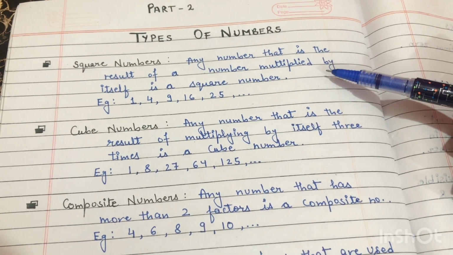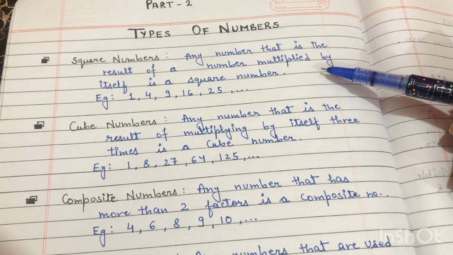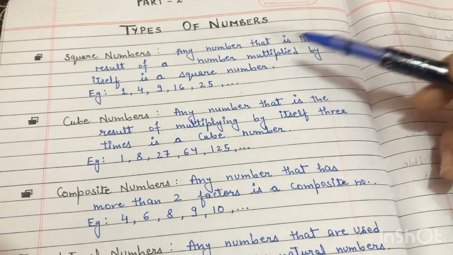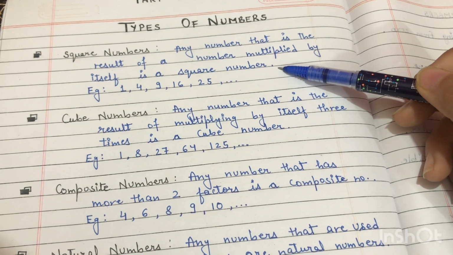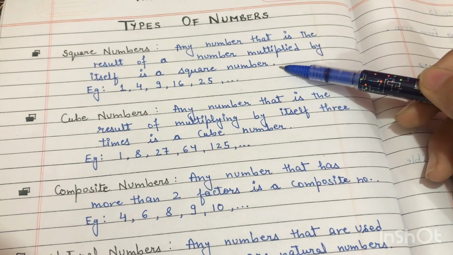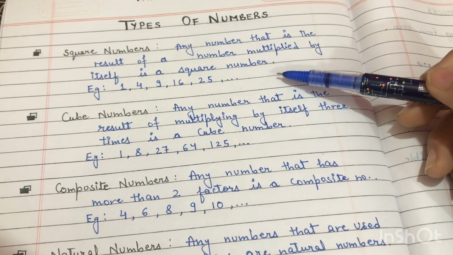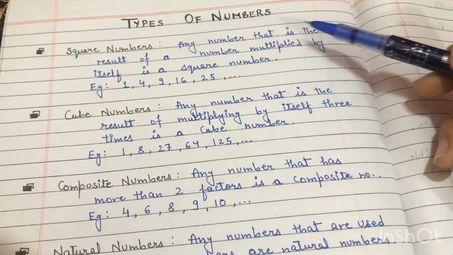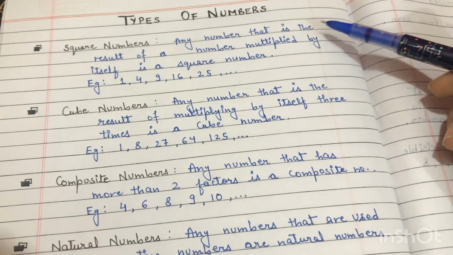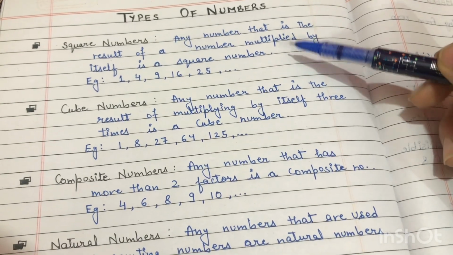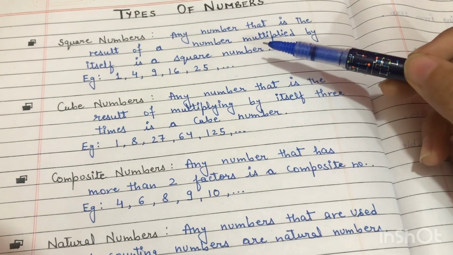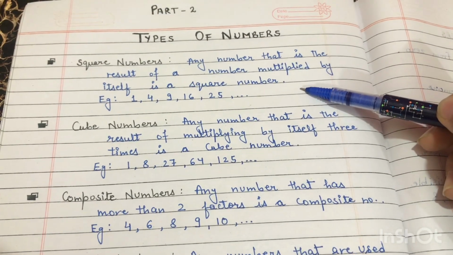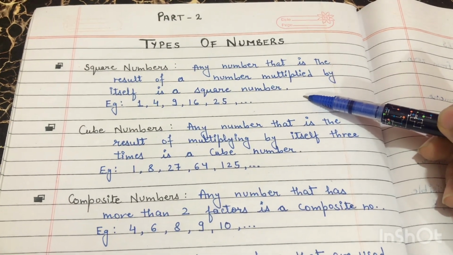So, coming on to what are square numbers. Any number that is the result of a number multiplied by itself is a square number. The meaning is, if I took any number, let's say for example I take 3 and I multiply 3 by itself, like 3 into 3, it will give me 9. So I can simply call that 9 is the square of 3. So any number multiplied by itself is the square of that number. Easy to understand, I guess.